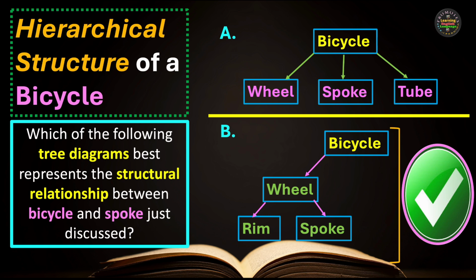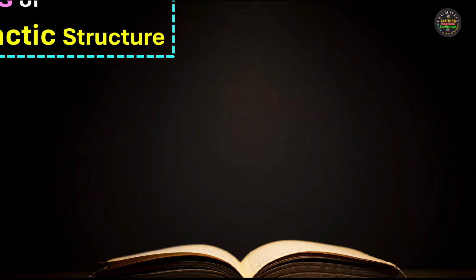Why? Because bicycle has direct connection with the wheel and wheel has further direct connection with the rim and spoke. But in structure A, bicycle has the connection with the wheel, but bicycle does not have direct connection with the spoke or with the tube. Therefore, A is not the correct answer. Keeping this idea in mind, we move on to the next stage of our discussion.